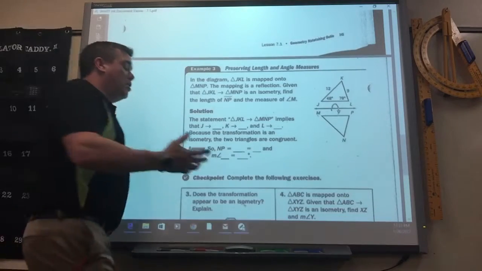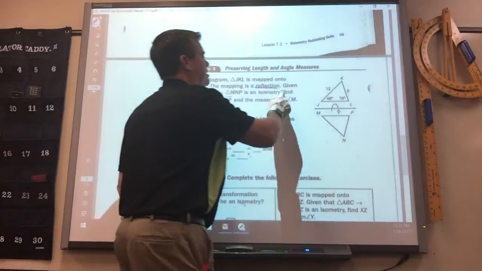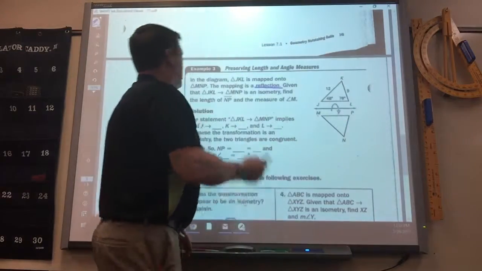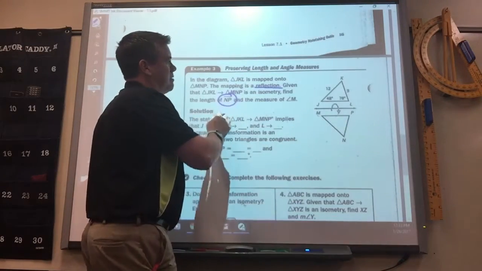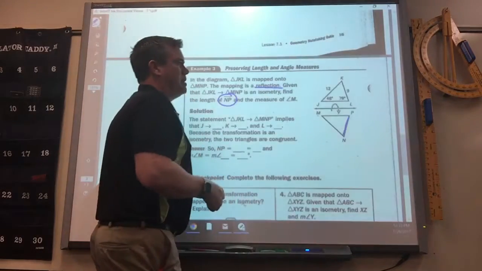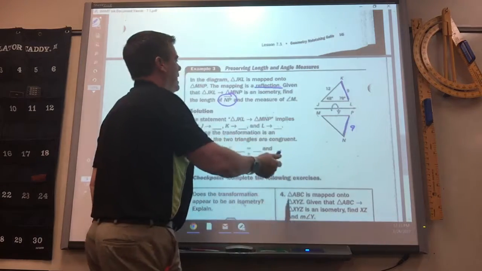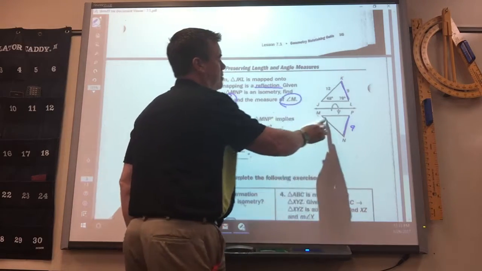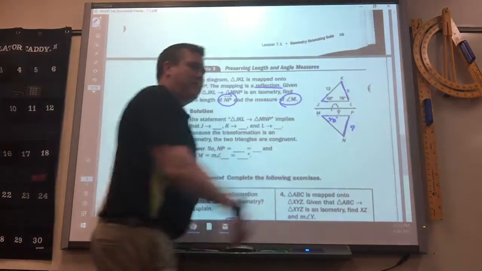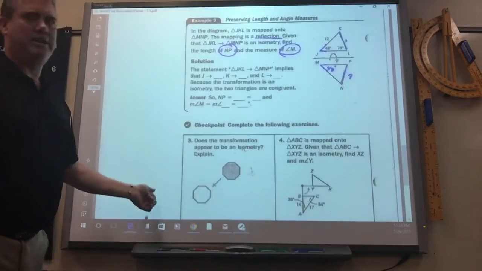All right. So they're saying this is a reflection. What that means is they're both the same size. They want us to find the length of NP. So how long would NP be? It'd be 9 because it's the same as that side. And the measure of angle M would be the same as that, 48. So that's all it is.